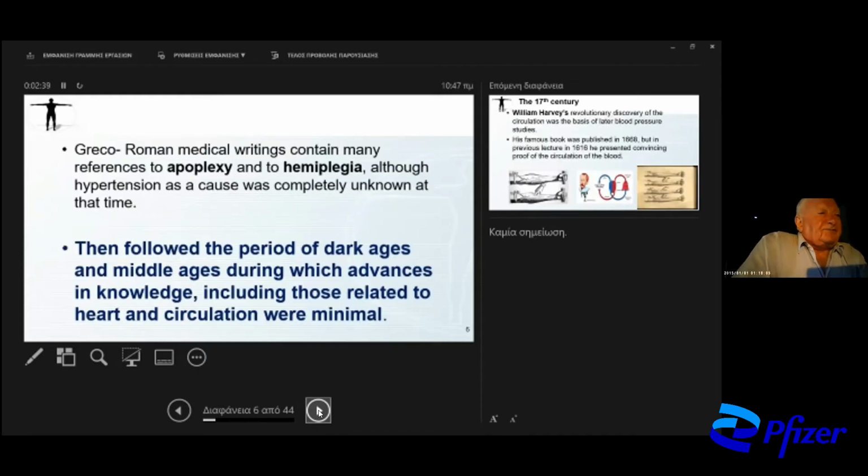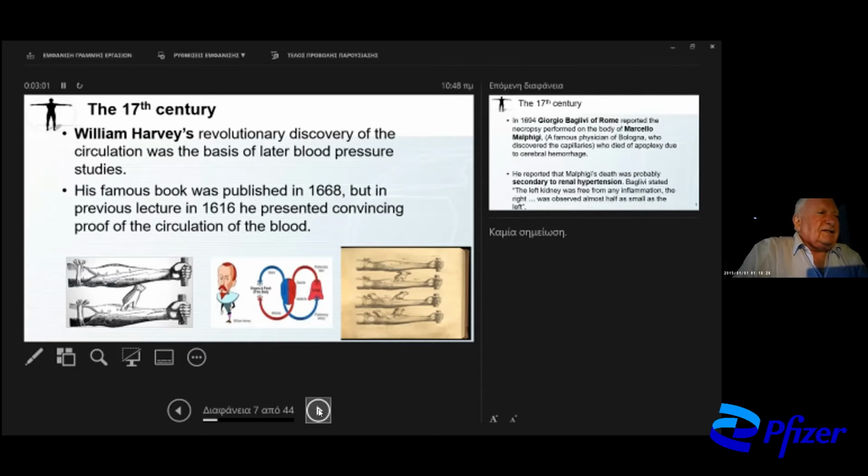The Greco-Roman medical writings contain many references to apoplexy and hemiplegia, although hypertension as a cause was completely unknown at that time. Then during the period of the Dark Ages, there was not much progress in the field. And we arrived at the 17th century with the experiments of William Harvey. His revolutionary discovery of the circulation was the basis of later blood pressure studies.